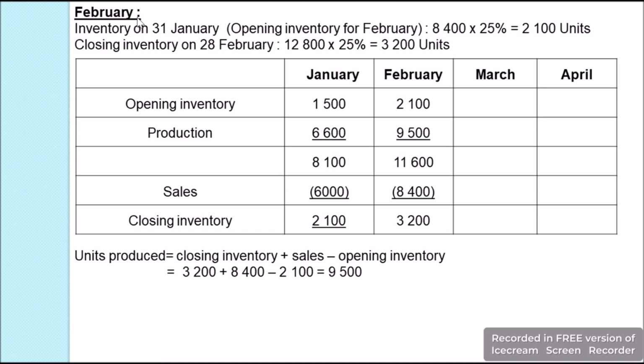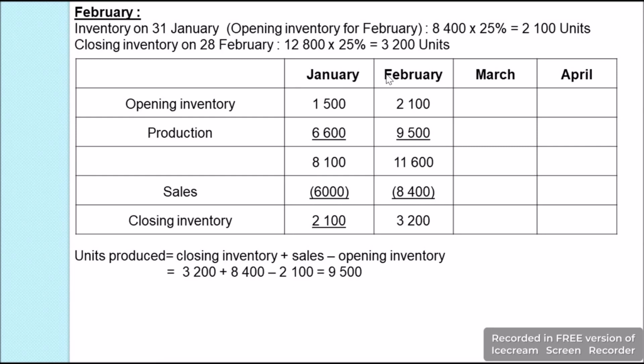Now for the month of Feb, the closing inventory which we have calculated for the month of January as 2,100 units, which was the sales of Feb, 8,400 units times 25%, we got this as 2,100 units, will be the opening inventory for the month of Feb. And the closing inventory for the month of Feb will be 25% of March sales, which is given as 12,800 units times 25%, and it will be 3,200 units. And the units produced, we have made the formula for how we are going to calculate it. Units produced is equal to the closing inventory plus the sales minus the opening inventory.